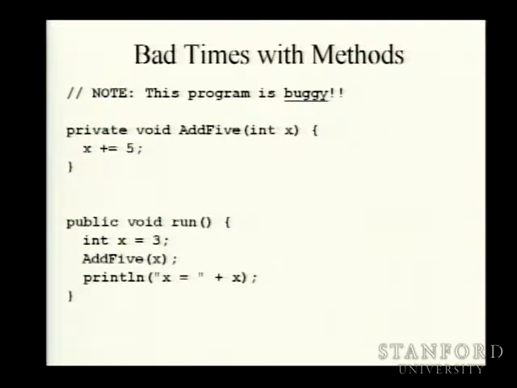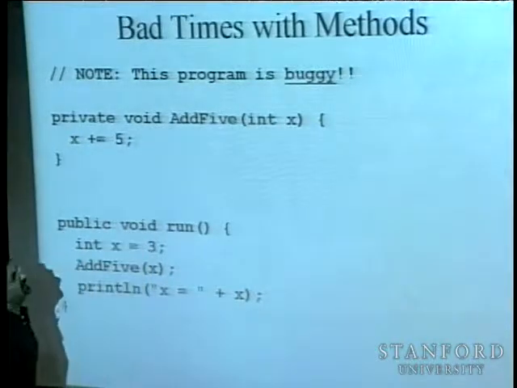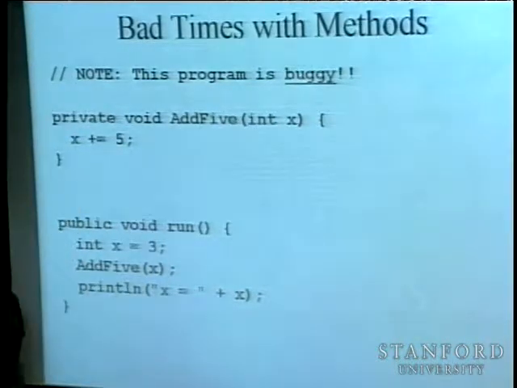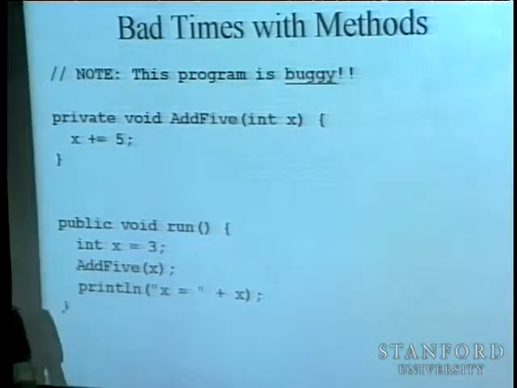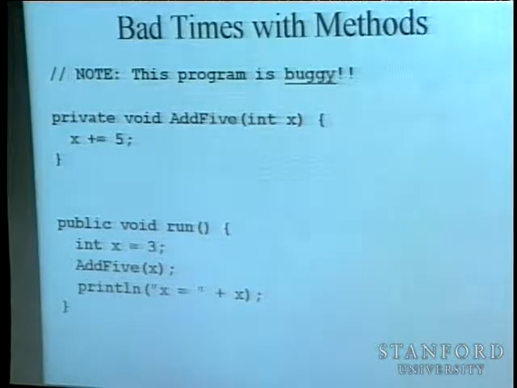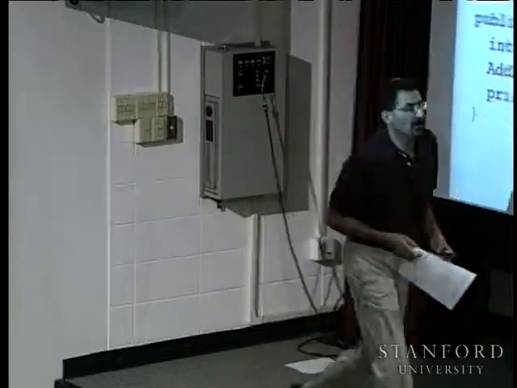Here we have run, and inside run, we have some integer x, which has the value 3. And we say, hey, I want to add 5 to x. So why don't I pass x over to add 5? Add 5 will add 5 to x, and then I should be able to write out x equals 8, right? No, right? Because if that was right, this wouldn't be buggy. What's going on where this happens?